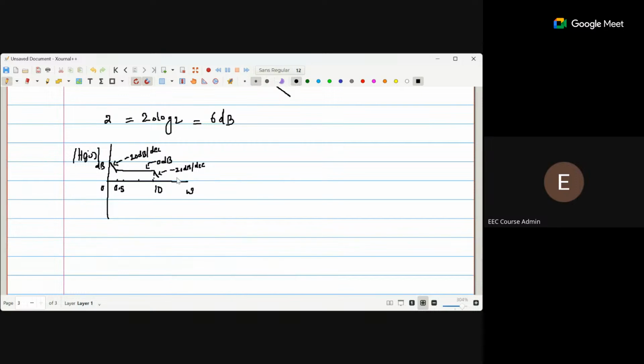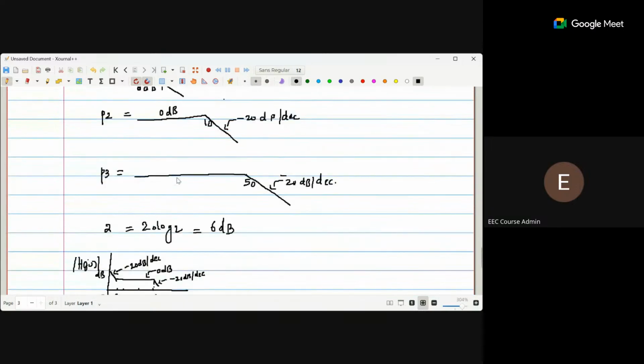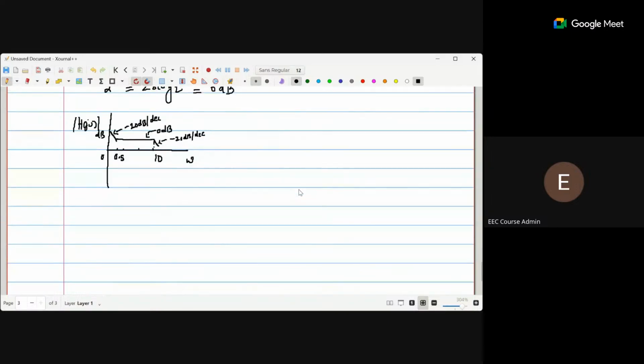Then at 50, because of the influence of P3, minus 20 dB per decade. So already you have minus 20 because of the influence of P2. Then one more minus 20 dB, so that makes it minus 40. Let me mark it like 10 to 50, right? So better I will redraw so that I can show it explicitly.